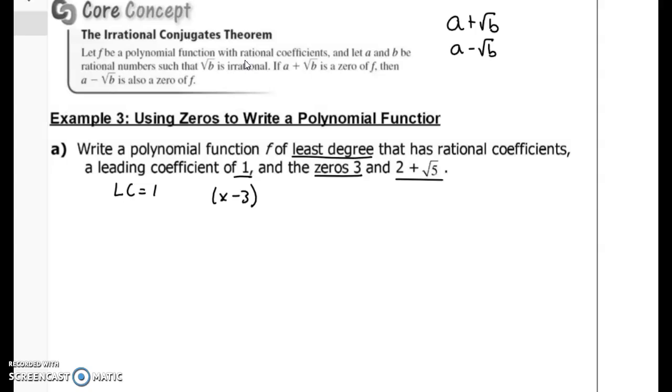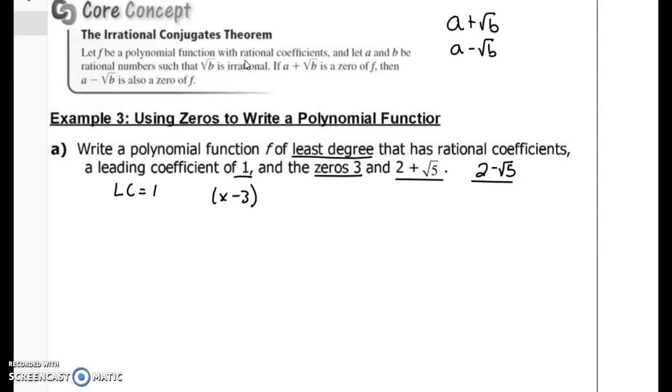Now another zero is 2 plus the square root of 5, which tells me automatically, based on the irrational conjugates theorem, there's also another zero. If you have 2 plus square root of 5, there has to be one that is also 2 minus square root of 5. Okay, so now let's look at how to make those zeros be factors.